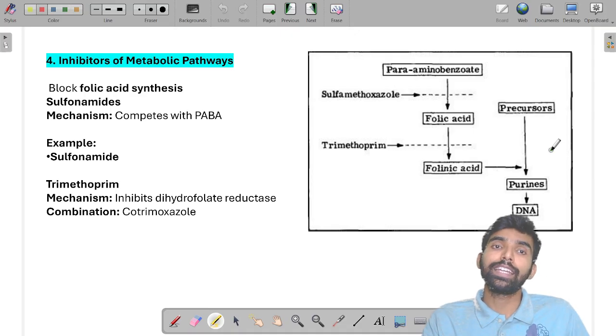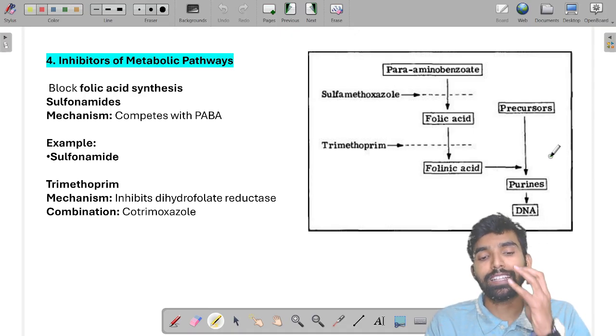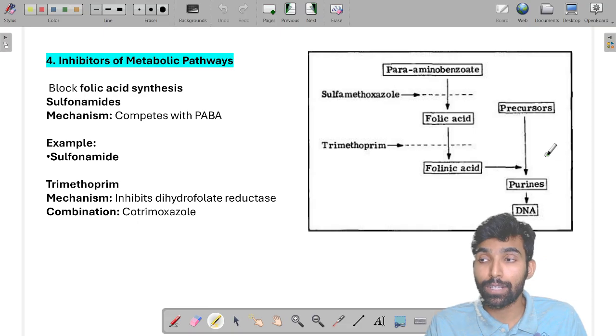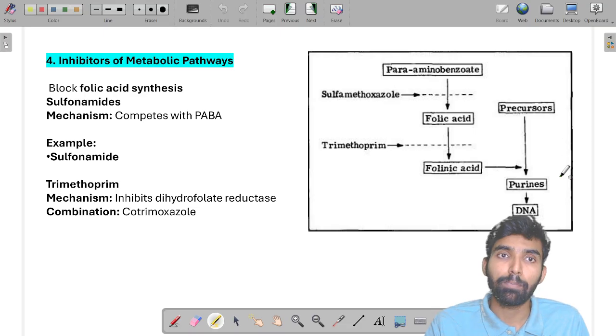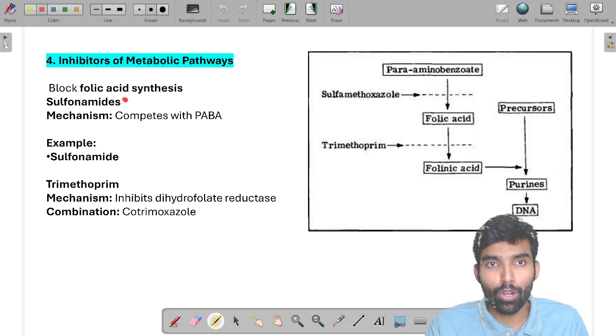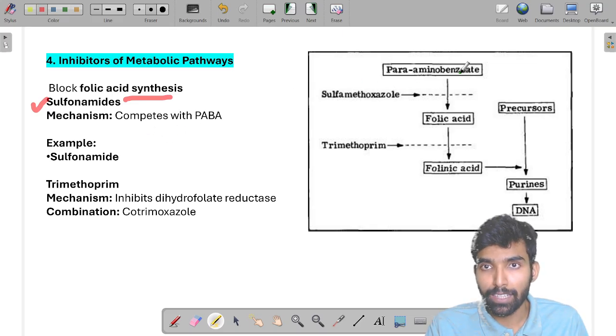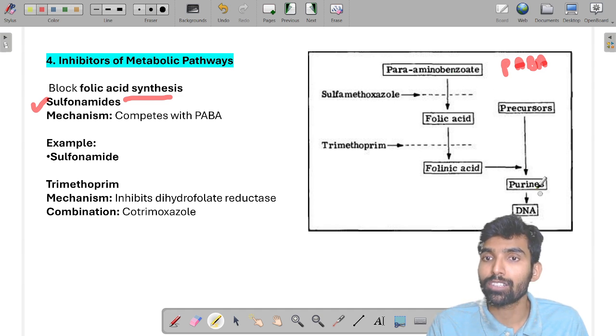Next one is the inhibitors of the metabolic pathway. First one was cell wall synthesis disruption. Second one is protein synthesis disruption. Third one was, let's say, nucleic acid, like DNA or RNA, blocking. Now the next one is the metabolic pathway, right? Metabolic pathway means it blocks folic acid synthesis, and majorly sulfonamides. You see, from para-aminobenzoate or PABA, para-aminobenzoic acid, to folic acid, from folic acid to folinic acid, and actually folic acid is the precursor of purine, that means DNA, right?